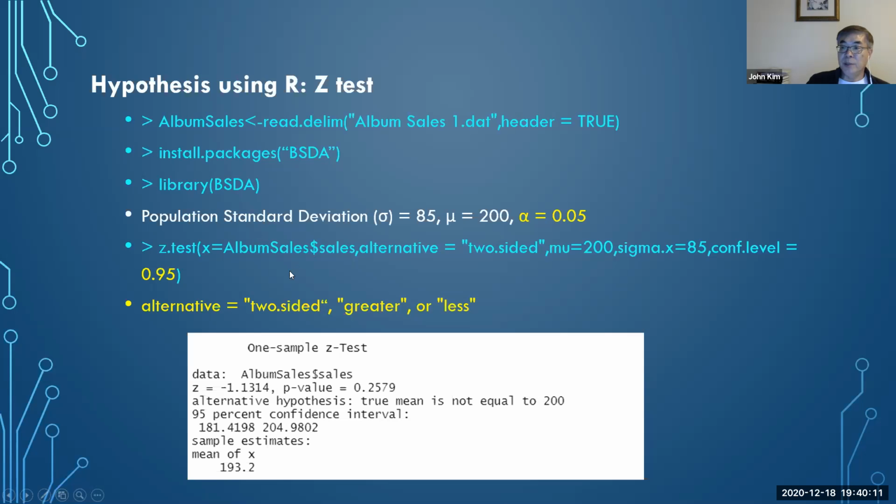So we assume this is a two tail test. The question is like that: if the sales is equal to 200. If it is equal to 200, then it is a two-tailed test. So let's type in this function and argument in RStudio.